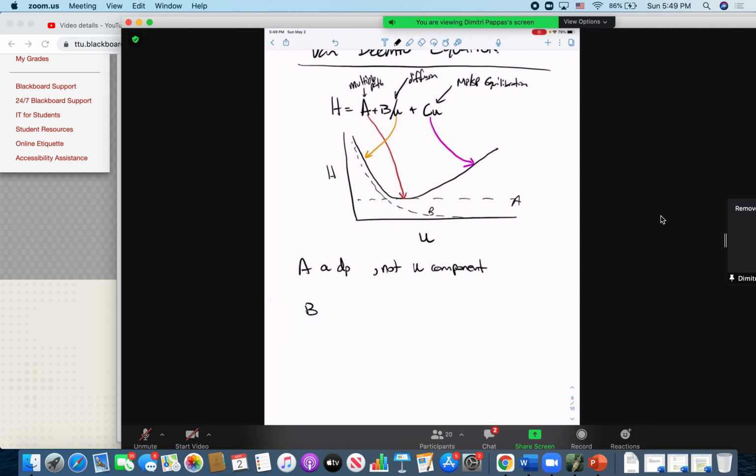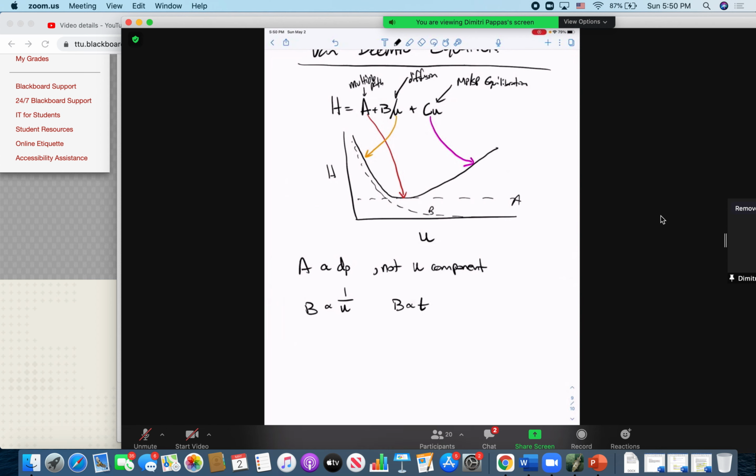The B term is inversely proportional to time. So the longer you go, the worse. Well, let me get that right. Hold on a minute. Nope. That's inverse to u, not time. It's easy to get turned around on these things. So the faster you go, the better diffusion is going to be. It's going to be smaller. We want diffusion to be small, right? So B is proportional to time.